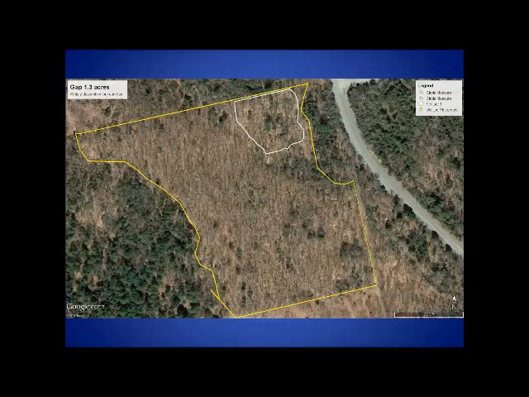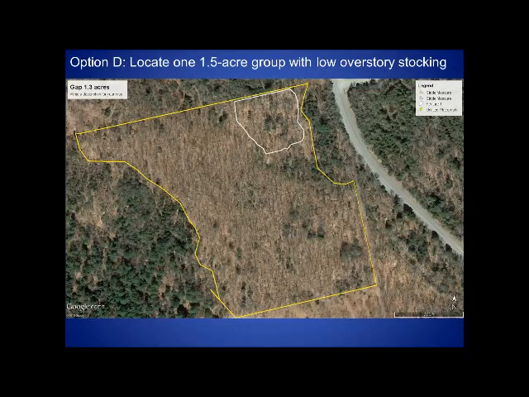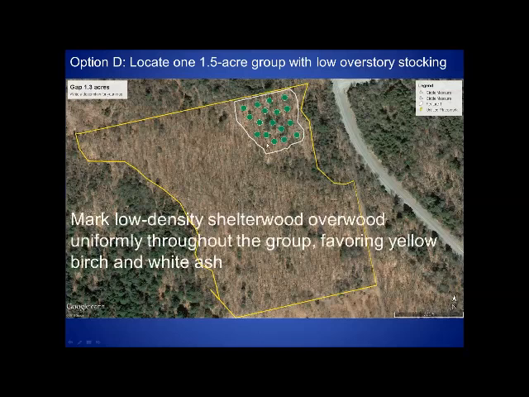So back to our actual plan here. What are we actually going to do? Well, we just located an acre and a half in the corner of the stand that's low, poorly stocked, needs regeneration, and we marked a low-density shelterwood overwood, and in that group, favoring yellow birch and white ash. Why not, right?